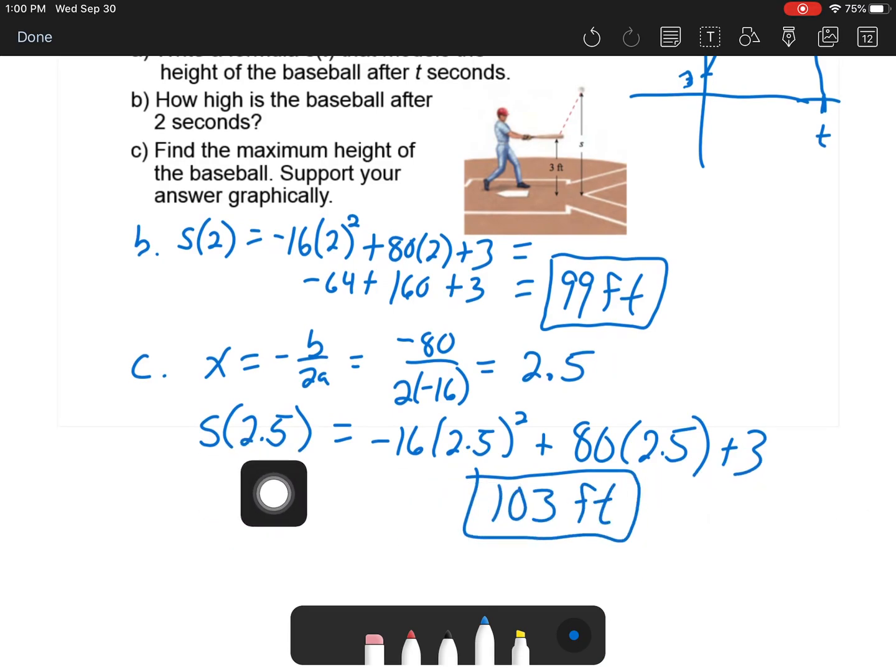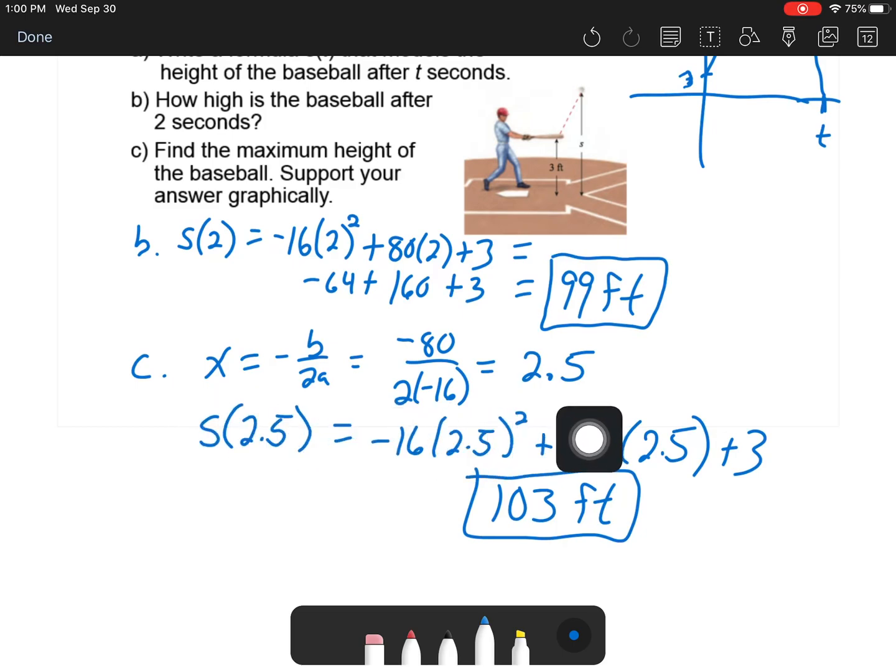So I'm calling it s of 2.5 because it goes back into our s of t function. So negative 16 times 2.5 squared plus 80 times 2.5 plus 3. Calculate all that out. It'll be a calculator problem. You're going to come out to 103 feet. So that's going to be your maximum height.